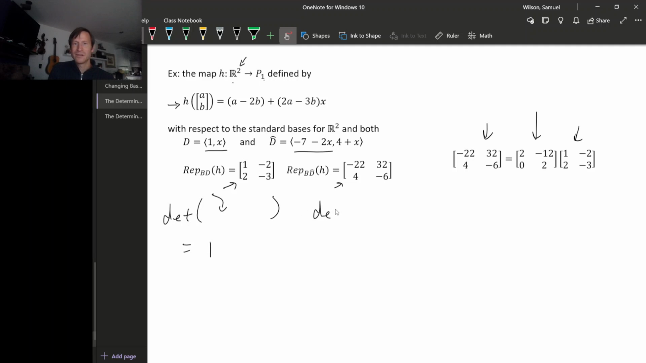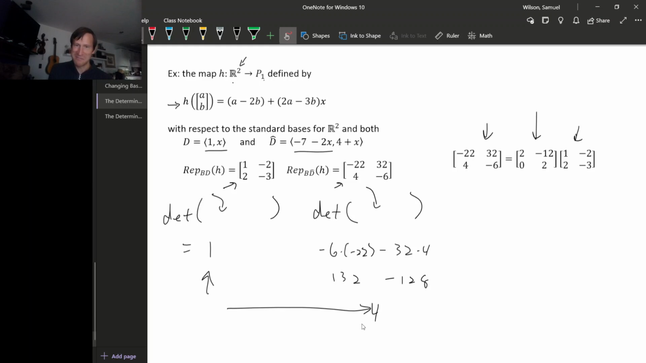And what about the second one? So the second one is going to be messier because the numbers are bigger. So -6 times -22 minus 32 times 4. So this is going to be 120, 132. And then 32 times 4 is 128. Right? Yes. Okay. So this comes out to 4. So these determinants did not come out to be the same, right?